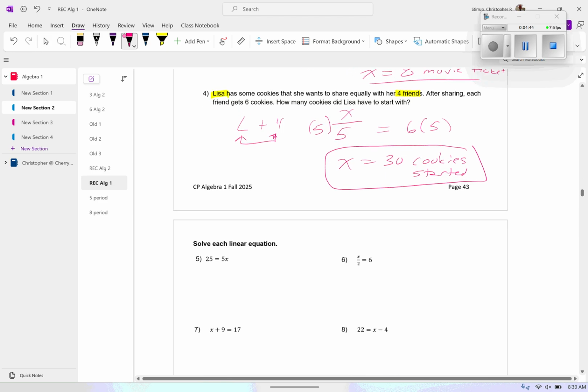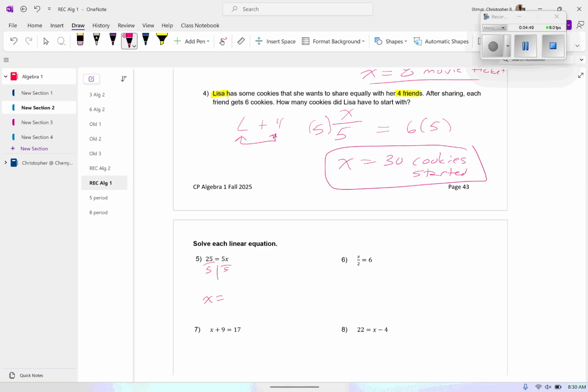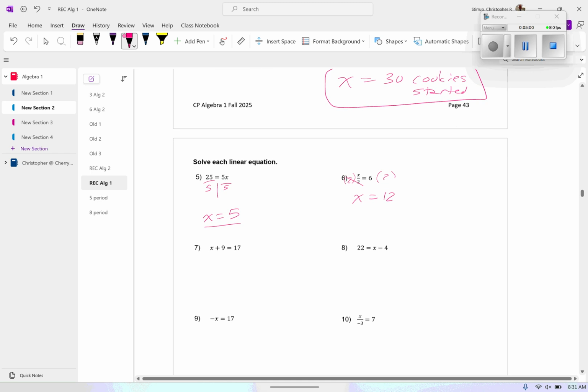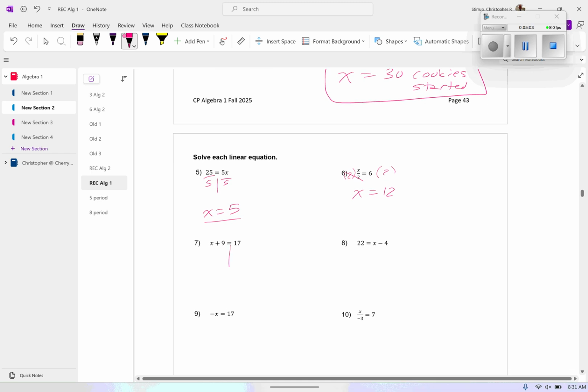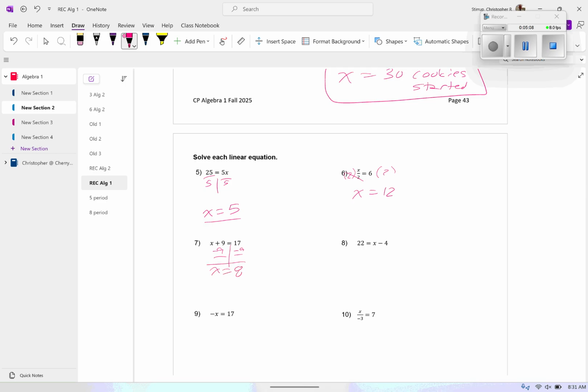All right, we want to solve these. So bring this line, divide each side by 5. So x is equal to 25 divided by 5 is 5. This one, that's a division problem, so I want to multiply both sides by 2. Those cancel. So x is equal to 12. Number 17, this is addition to x, so I'm going to subtract 9 from both sides. This one, we want to get x by itself, and it was subtracting 4, so I'm going to add 4 to both sides. So x equals 26. You could flip that over if you wanted to, but you can leave it like that.